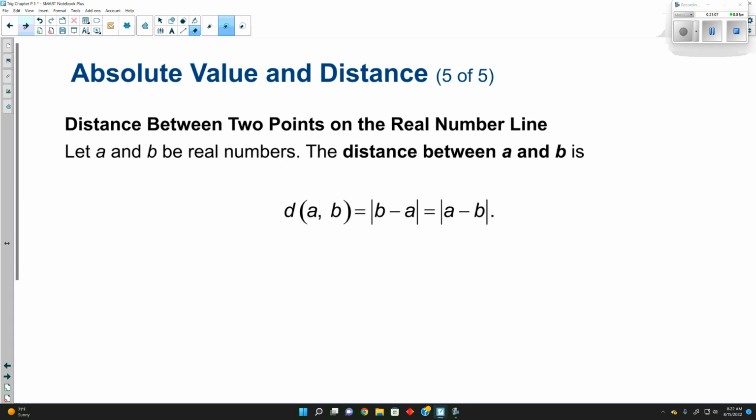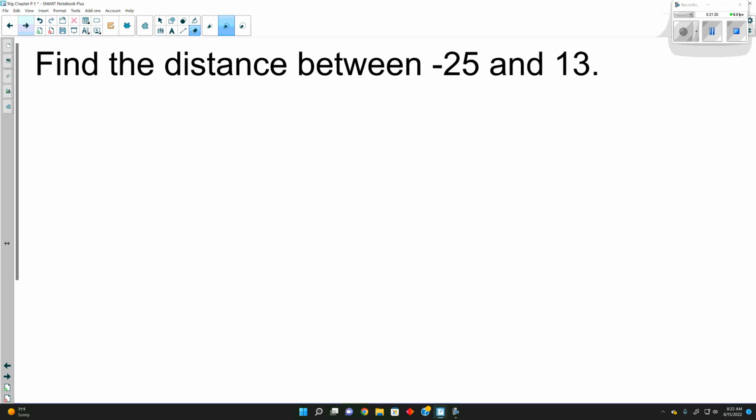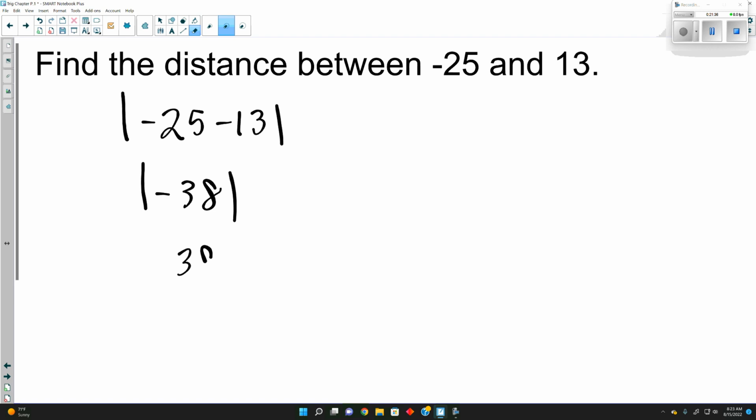And really, when we talk about absolute value, we're really talking about the distance between 2 points. So if we want to know the distance between 2 points, we can subtract those 2 numbers and take the absolute value of it. So if we want to find the distance between negative 25 and 13, what we can do is say the absolute value of negative 25 minus 13. Negative 25 minus 13 is going to be negative 38, which gives us a distance of 38. That's it.